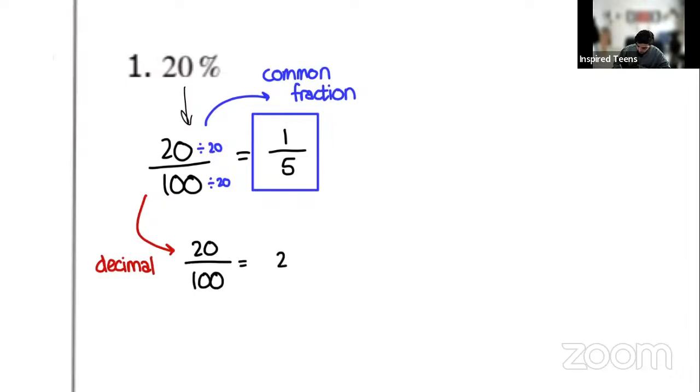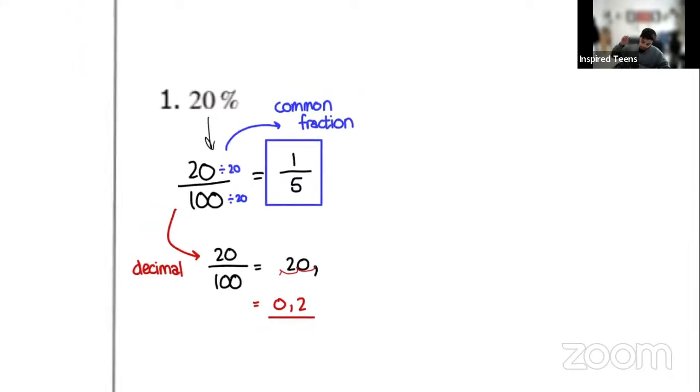So you're taking 20 and the comma is there. And you're moving the comma how many spaces to the left? Because you're dividing by 100. 1, 2. Remember, when you divide, you move the comma to the left. In that case, this would simplify to 0.20, which is basically just 0.2. And that's in decimal form.